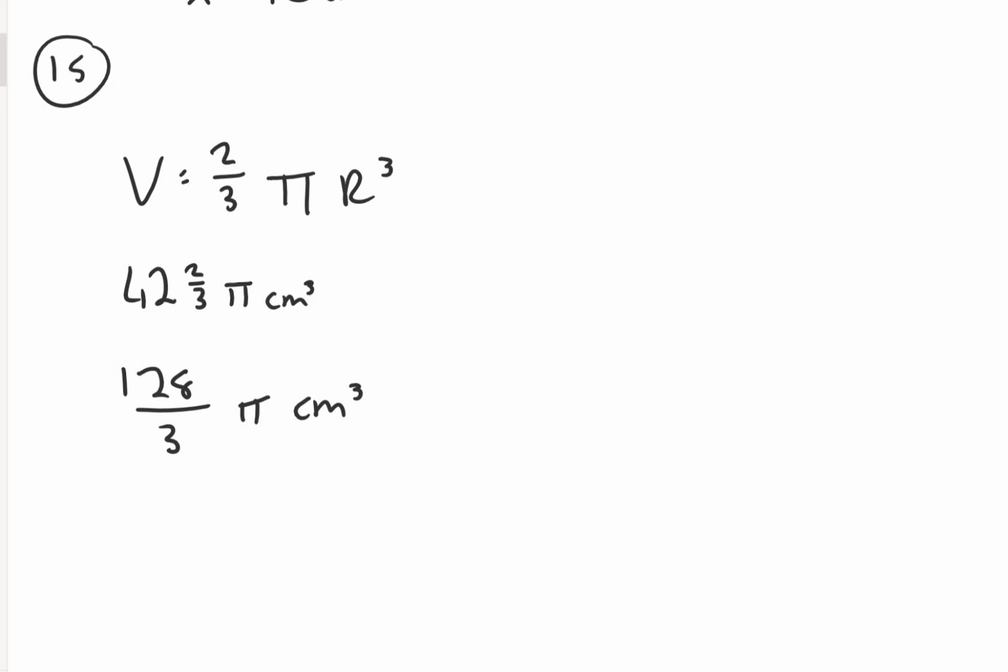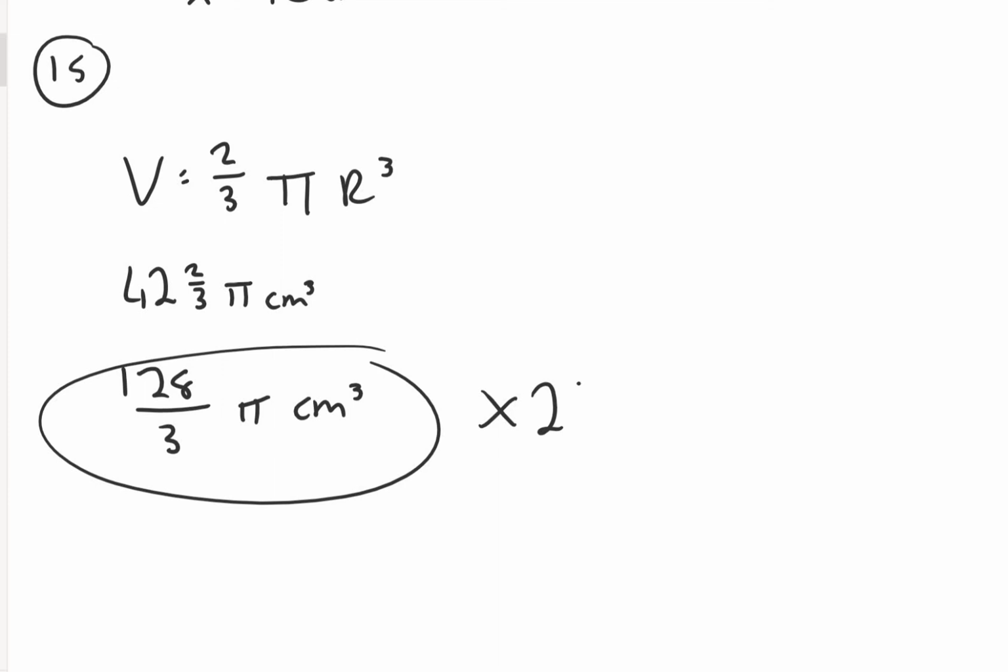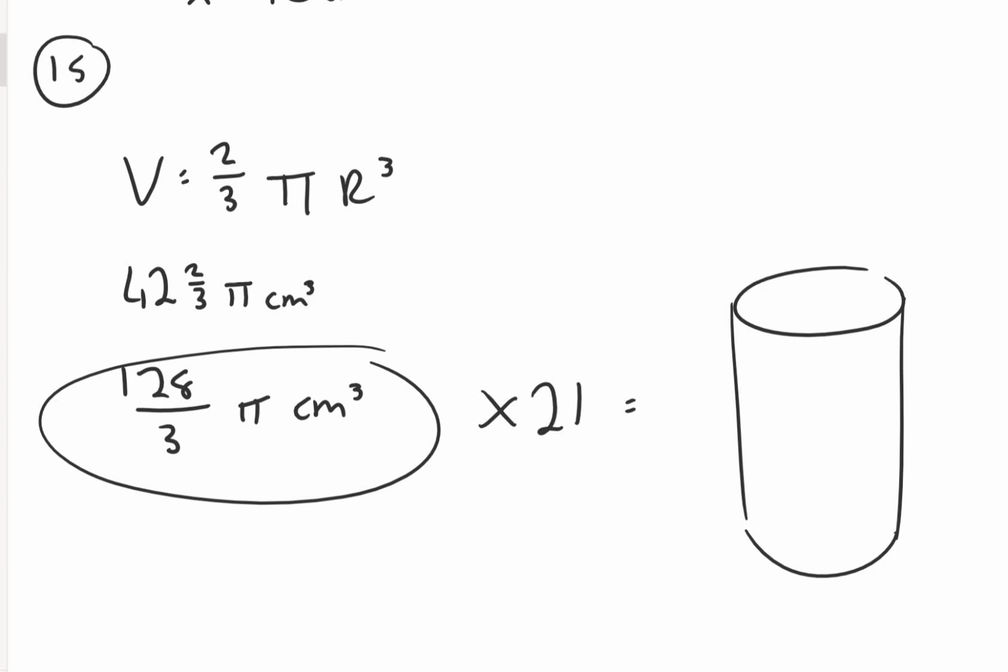A full cylindrical container of wine is just sufficient to fill 21 of these glasses. Okay, so if I take this multiplied by 21, I will get the volume of this cylinder container that will hold all that wine, 21 glasses full of that wine. Okay, so let's do that.